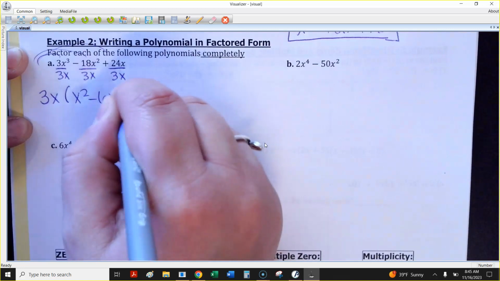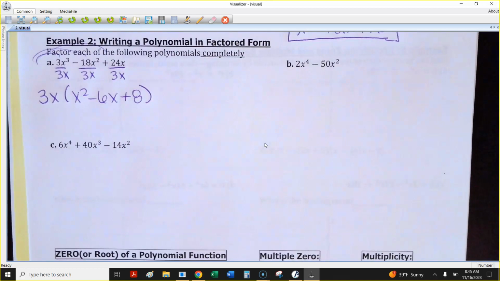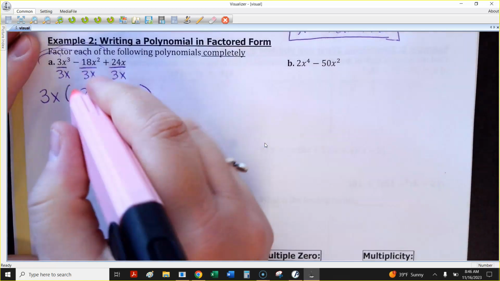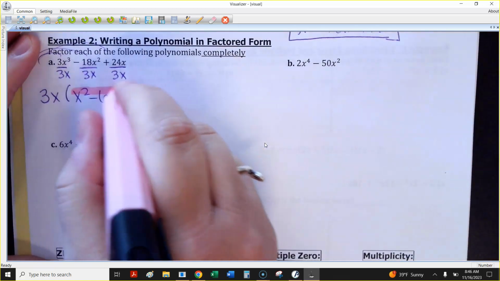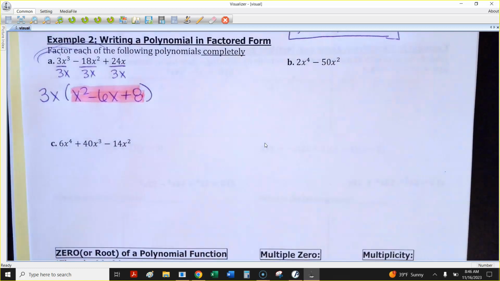Perfect. x squared minus 6x plus 8. Okay, now, here's what we're going to do here. And not always, but a lot of the time, whatever I have left might be something I could still factor. So I'm just looking at what I have inside the parentheses here. Can you guys think, just ignore the 3x out in front for a second.